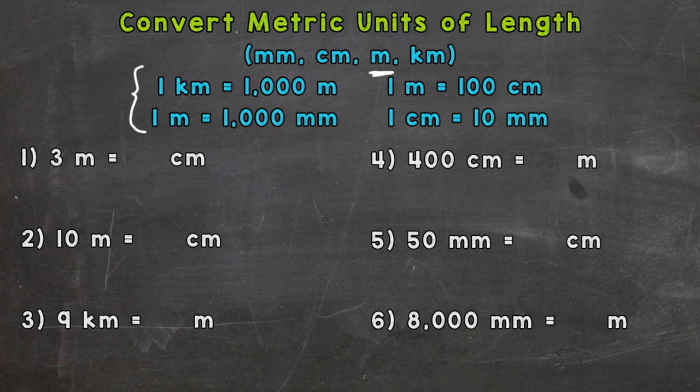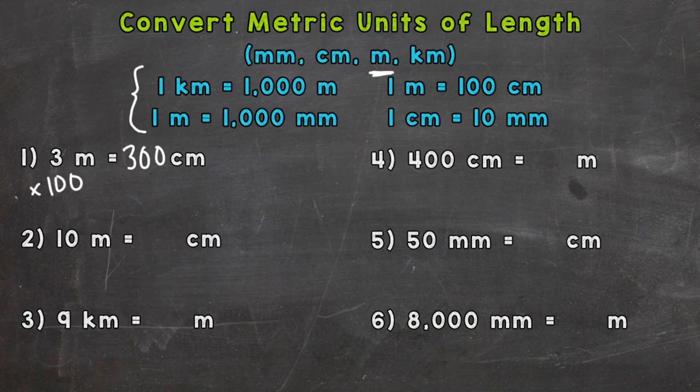So let's get into some conversions here. And number one, we have 3 meters equals how many centimeters? Well, 1 meter is 100 centimeters. So we have 3, 100, 100, 100. And whenever we go from meters to centimeters, we multiply by 100. So 3 meters equals 300 centimeters.